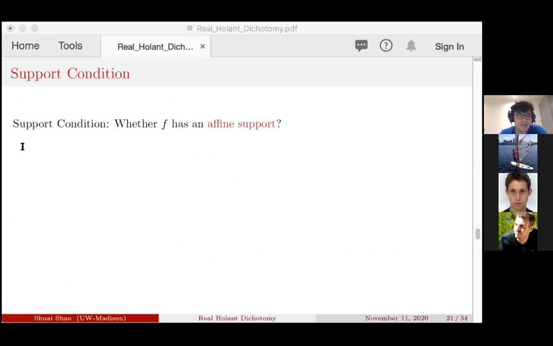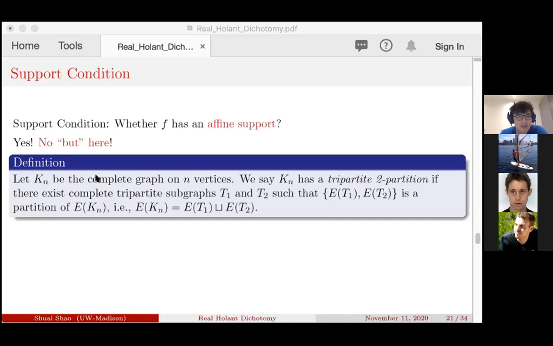Then we consider whether this signature has an affine support. Still, here the answer is yes, and there's no counterexample. So this is the only step in the whole proof, which is a proof of like 92 pages, that goes smoothly without a counterexample. And here we achieve this step by proving the following interesting result for graphs. I think this result should be of independent interest. So let's take a look at this result regarding graphs.